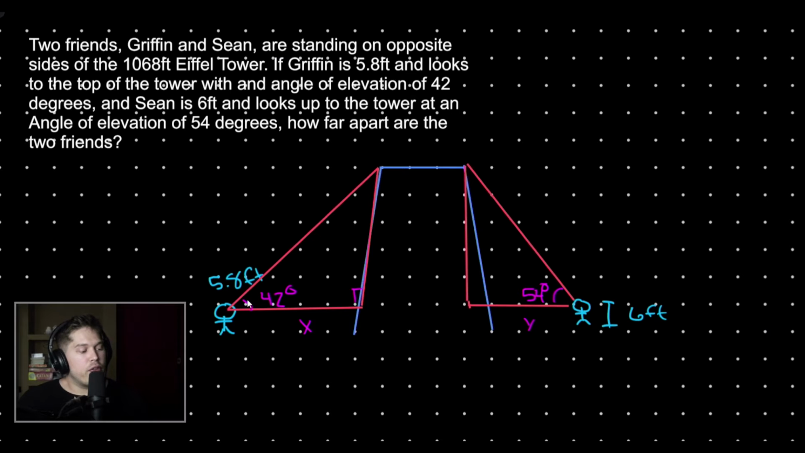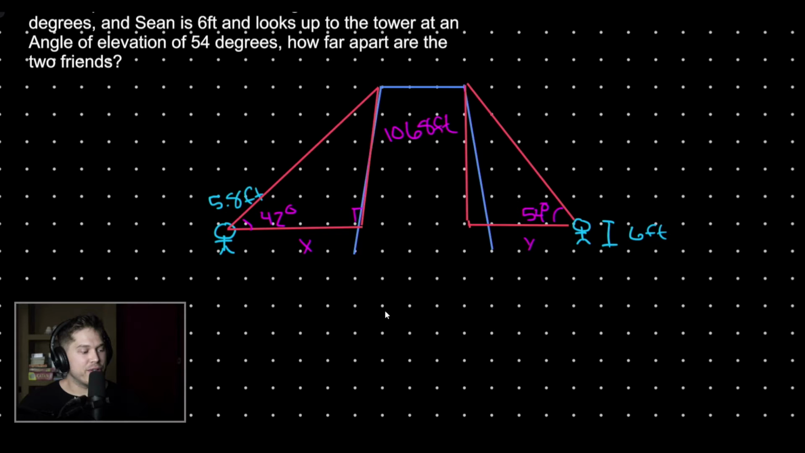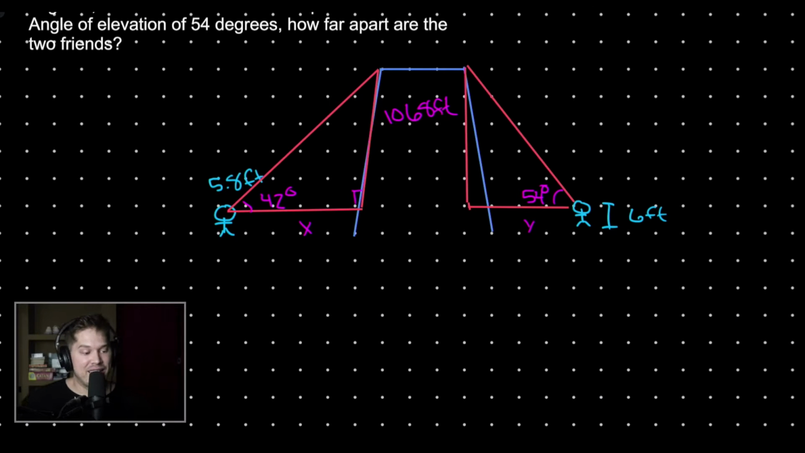So if Griffin is looking up to the top of the tower, and we're told that the tower is 1,068 feet tall, how can we solve for the distance away from the base of the Eiffel Tower? Well, this is where the trigonometry comes in. Again, we need to think of SOHCAHTOA.